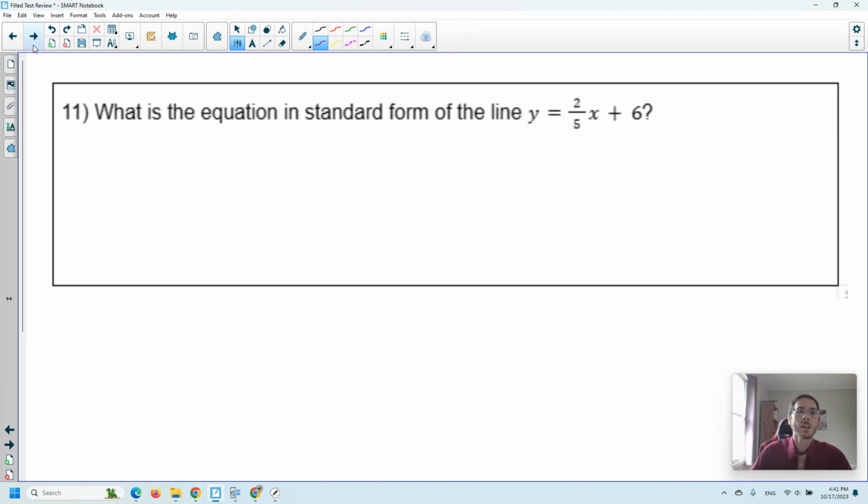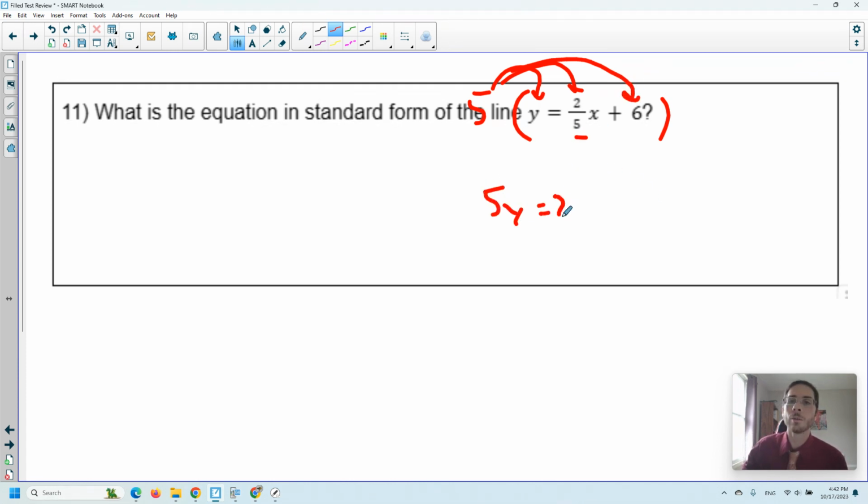All right, for 11, we kind of have to do exactly what I just said. What is the equation in standard form of the line y equals 2/5 x plus 6? So the first thing to remember is that when we do this, we always want a whole number for x. So I don't want this fraction here. That means I'm going to multiply everything by 5. The reason I'm multiplying by 5 is because that's the denominator here. So I get 5y equals 2x plus 30.